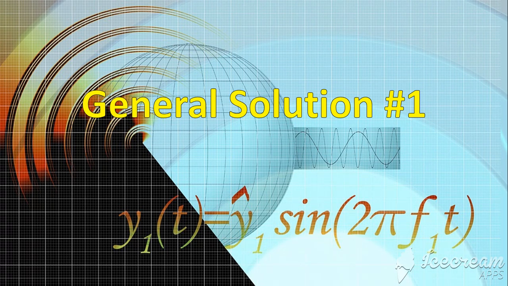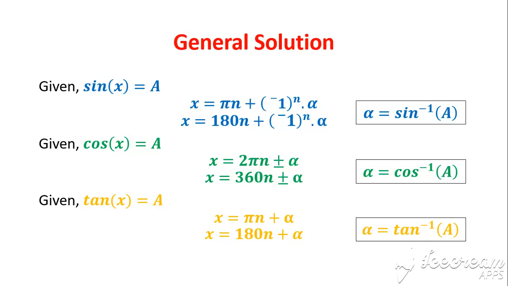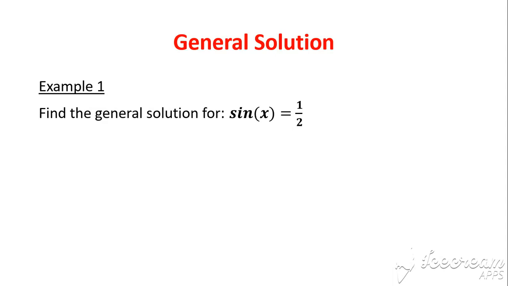We turn our attention to the last thing on this topic of general solution, and we have 3 videos to talk about this. A general solution is basically a formula that we will create that will give us all solutions to a trigonometric equation. And there are 3 different general solutions based on the sine, cosine, and tan functions. All right, let's get into example 1. We're going to show you how all 3 work.